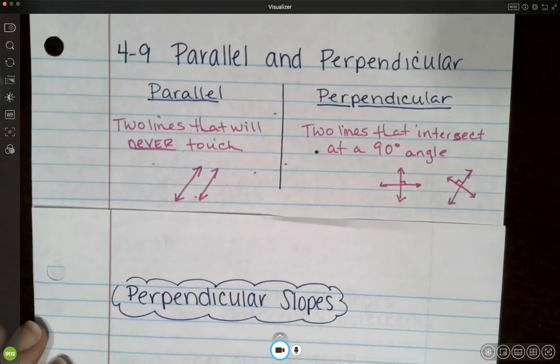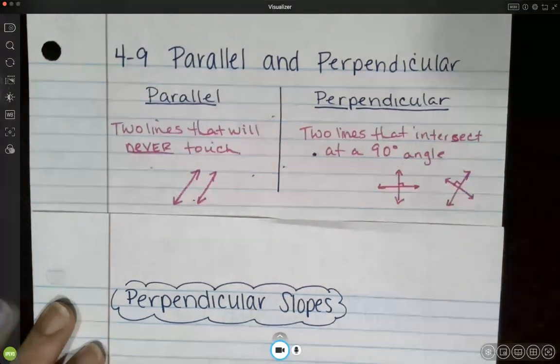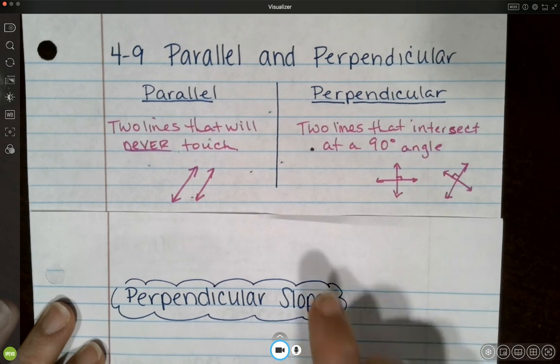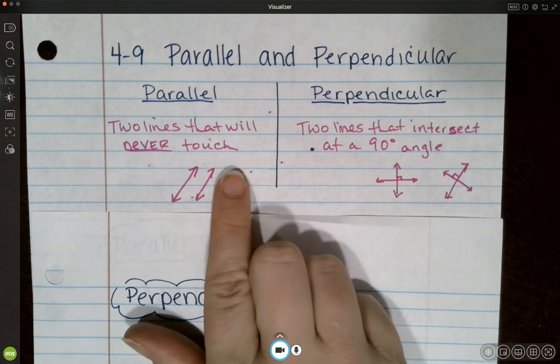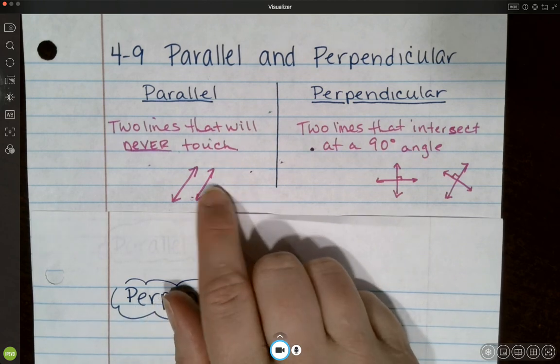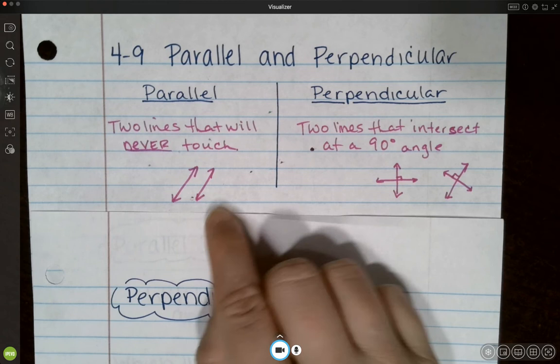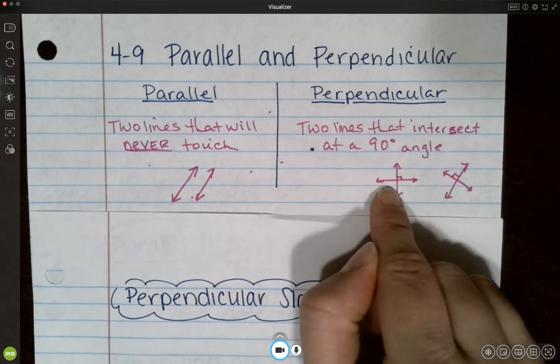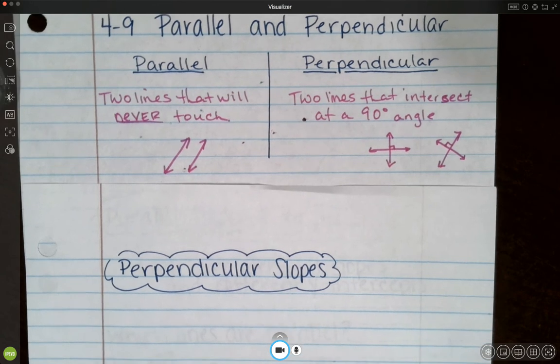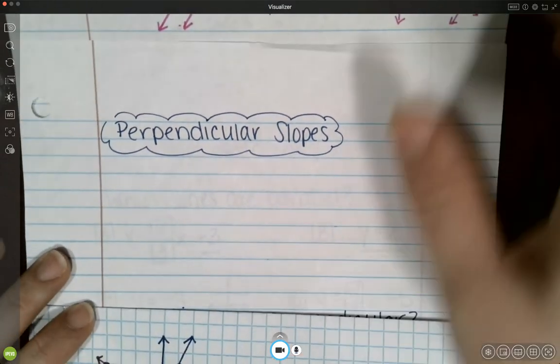All right, so in this video, we're going to be taking a look at the difference of parallel and perpendicular, and our focus is going to be specifically on perpendicular slopes. So let's remember, parallel are two lines that are never, ever, ever going to touch, looking like railroad tracks, and perpendicular is two lines that intersect at a 90-degree angle. All right, so we're going to specifically be taking a look at perpendicular.